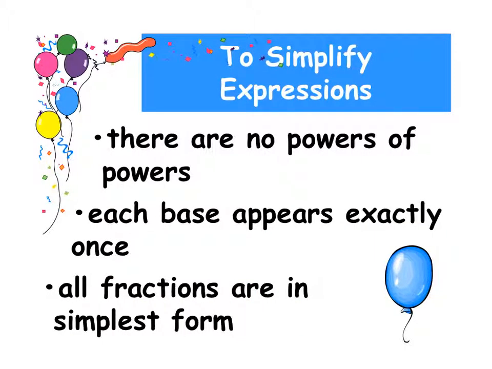Alright, when simplifying expressions, there's 3 things you got to make sure of. That there's no powers to a power. So you have to do all the multiplication, and you can't have a power to a power where it's not simplified. Each base can only appear one time. So you can't have x squared times x. You have to have x to the 3rd. Because with x squared times x, that base is appearing twice. It can only appear once. And all fractions must be in simplest form.